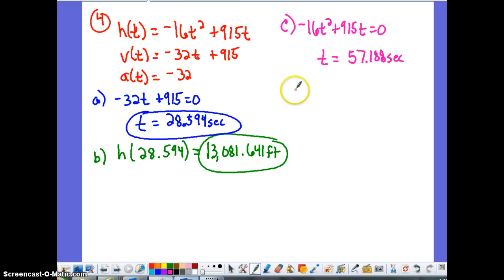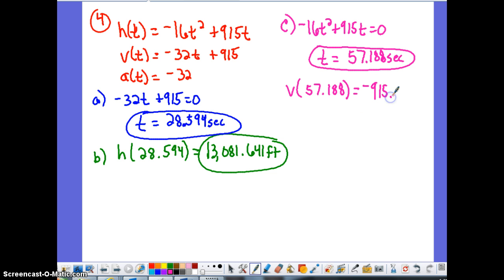All right, the second piece here is saying what is the impact velocity. So I need to find the velocity at 57.188. Plug it into my velocity equation, and you end up with negative 915.016 feet per second. Now, if you remember, the impact velocity is going to be negative because it's coming down. Velocity, again, dictates not only a speed, that's the 915, but also direction, that's a negative, it is coming down.